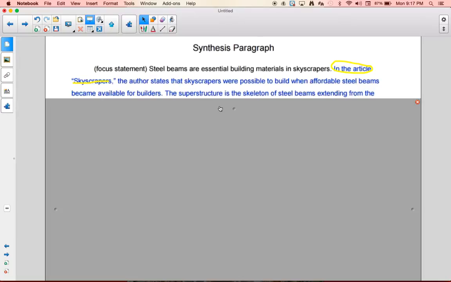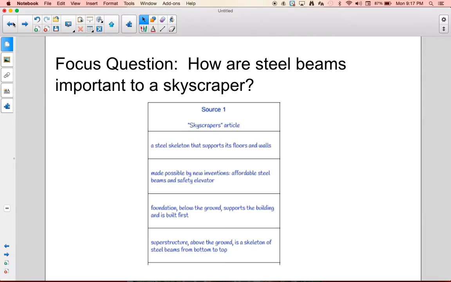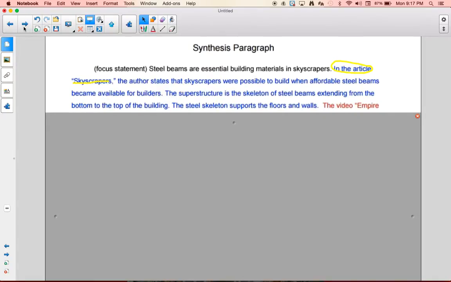Then I took another piece of text evidence from the article. The superstructure is the skeleton of steel beams extending from the bottom to the top of the building. So again, I'm going back and using my details from the article, and stating them in my synthesis paragraph. Finally, I wrote from the article, the steel skeleton supports the floors and the walls. So that was my information from the article.